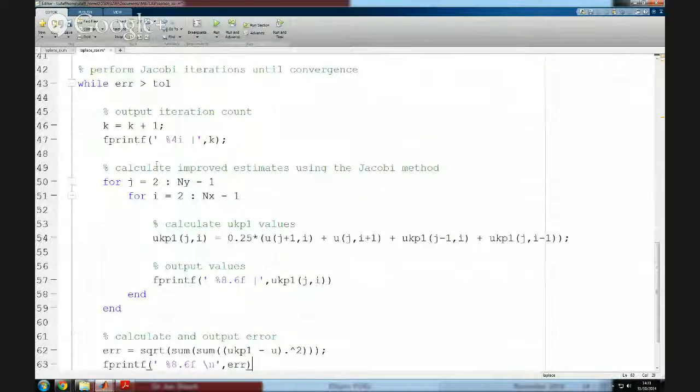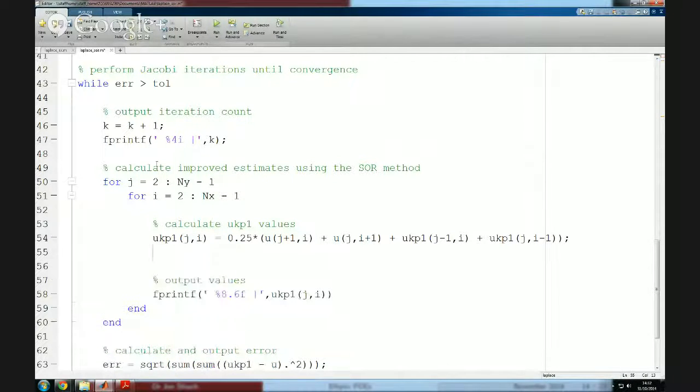Okay, so if you recall, this was the Gauss-Seidel method, but I'm going to change that to SOR. This U^(k+1) is my Gauss-Seidel method. I'm not going to change that. What I am going to do is apply that successive over relaxation method. So it's 1 minus omega times the current estimate, which is U_ji, plus omega times the updated estimate, which we updated on the previous line.